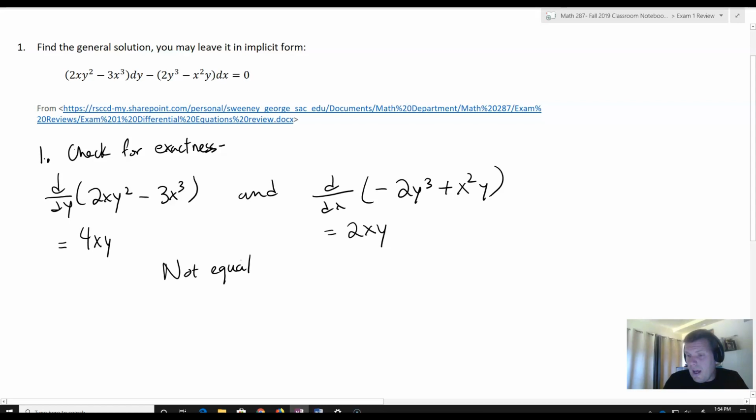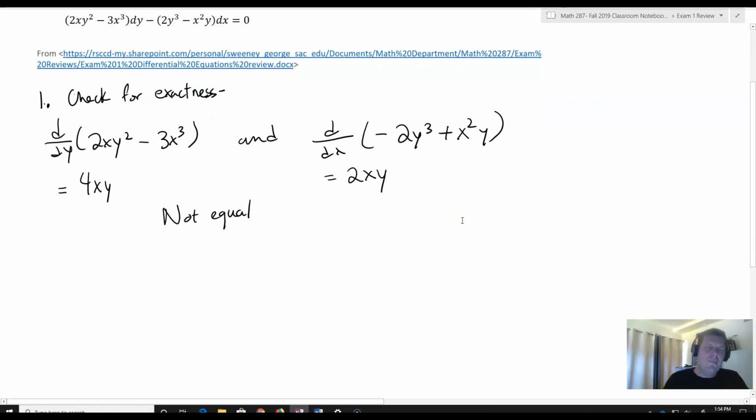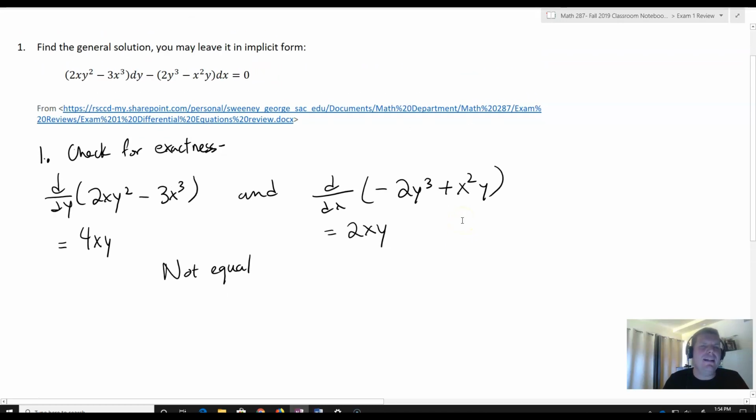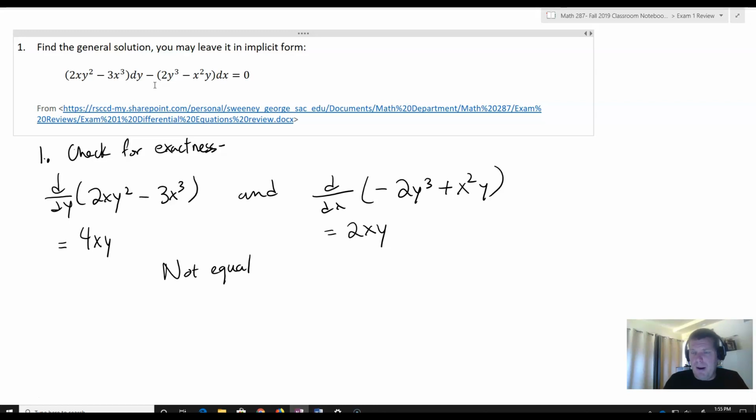I could see whether or not I could actually work with an integrating factor, right? I could find an integrating factor, but I don't know. I have an instinct. What this also kind of looks like and reminds me of is a homogeneous to degree zero problem, okay? But one in which I might have to make some adaptation.